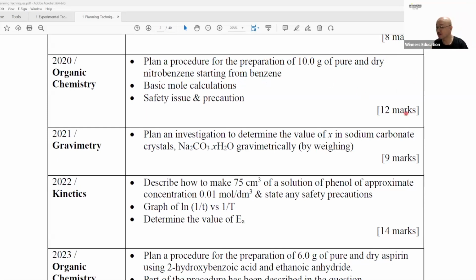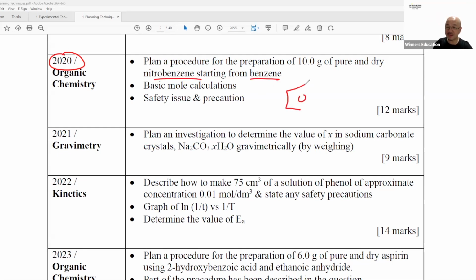I use the word damn. Plan a procedure for preparation of pure dry nitrobenzene. Remember what you do, my friend? Isn't this theory? All you need to know is what you need over there, correct? Your reagent and condition. And you know what size beaker to use or not, correct? Use the one that's in your lab. You should know the standard sizing of apparatus. So remember this one? It was 2020. How long has it never come out, my friend? 5 years. Will it come out again? I never know.